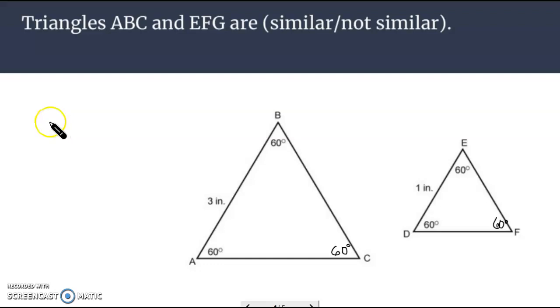Given that both triangles have the exact same angle measures, their sides are different, but the angle measures are the same. These are, in fact, similar triangles.